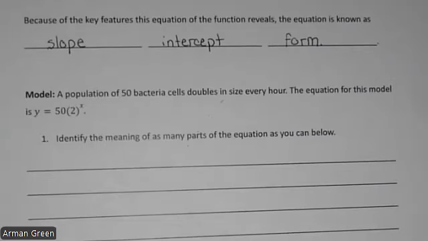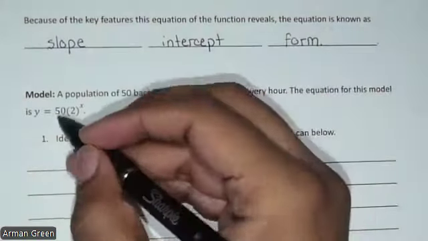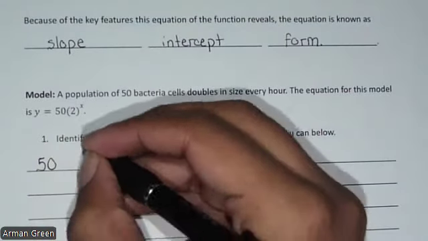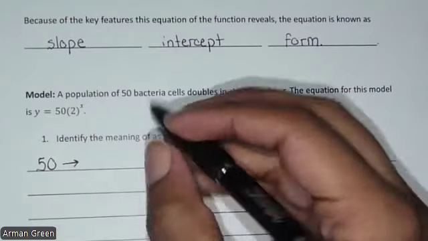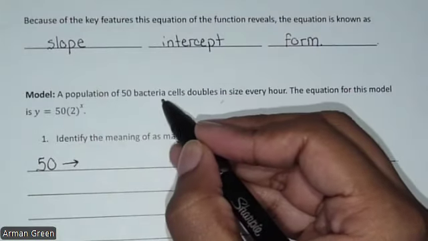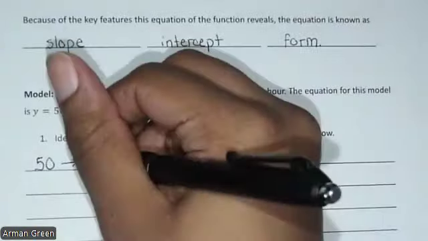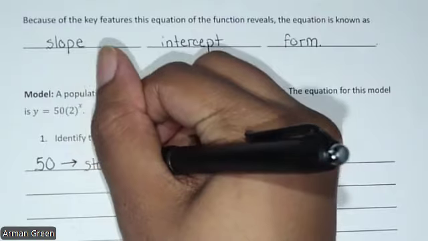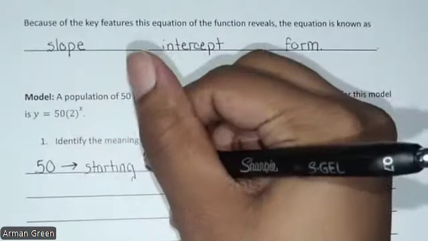All right, we're back. So what we're trying to do here is look at this function and identify its parts and talk about what exactly this all means. So let's go ahead and break it up. Let's start with this number here, 50. Well, 50 is listed here. We have 50 bacteria cells, right? This is what we started with. So we're going to say this represents our starting population.